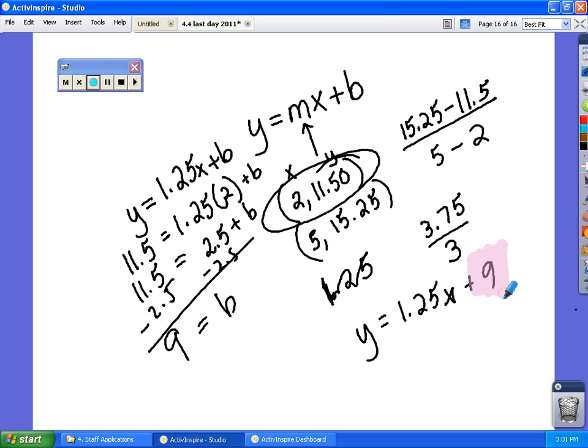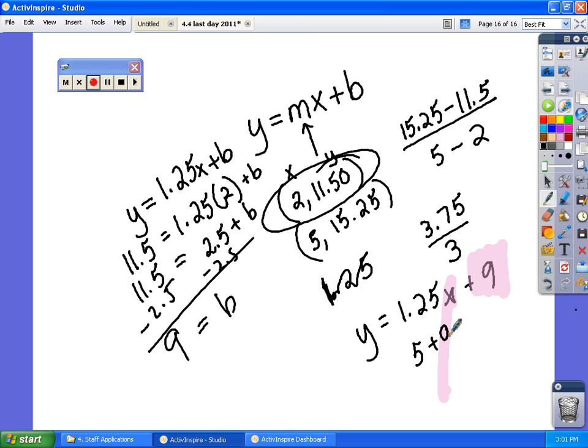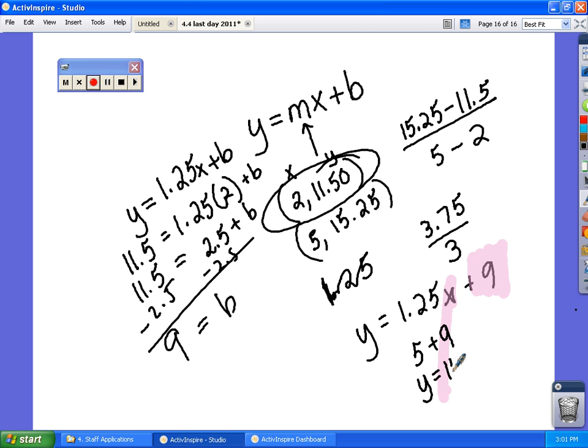And C says, how much does a 4-topping pizza cost? Well, all I need to do then is plug in a 4 for x, and 4 times 1.25 is 5, and then 5 plus 9, you get y equals, because we're talking about the price, so y is 14.